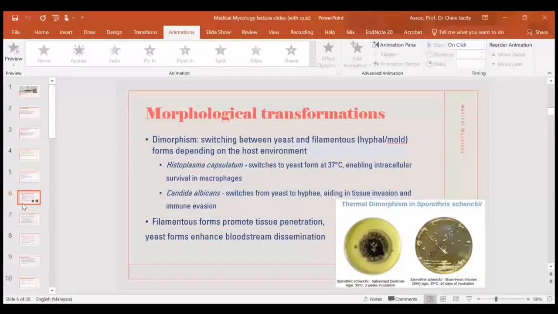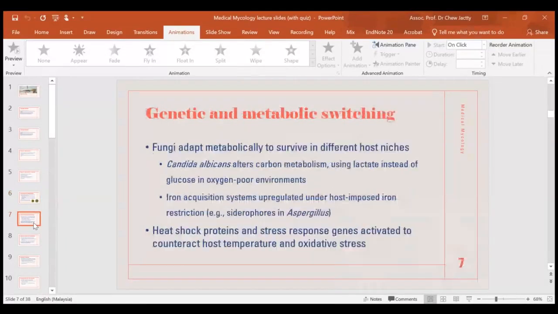But if we talk about yeast that can switch to mold forms such as Candida albicans, the hyphae structures help Candida albicans to invade and spread to other parts of the body. So it can go either way, mold to yeast, yeast to mold. That's what we call dimorphism. So this is the first virulence factor.